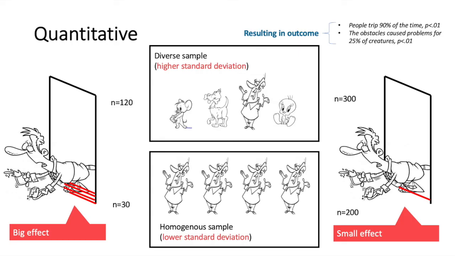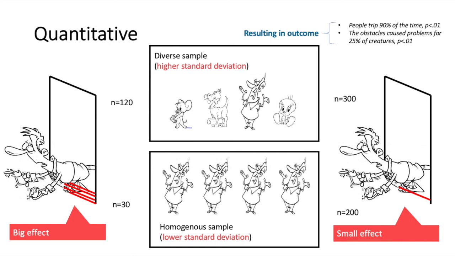So let's compare quantitative sampling to qualitative sampling in this very simple example. On the left, we have a big effect, a high threshold, and on the right, we have a small effect, a low threshold. And let's look at scenarios for two different populations. In our diverse population on the top there, we've got a mouse, a dog, a person, and a bird. This is a diverse sample, and you're going to see a higher standard deviation as these guys go through the door. On the bottom, we have a homogeneous sample. In this case, we're going to have a lower standard deviation.